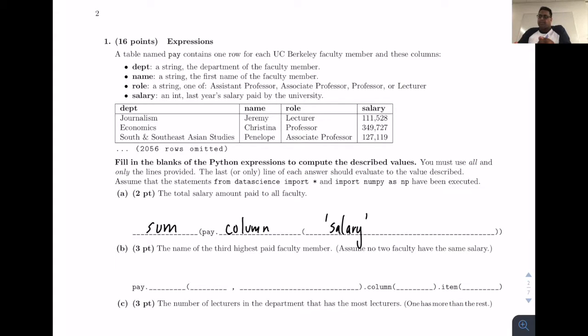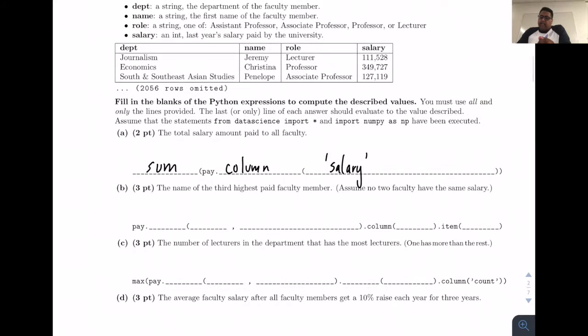And that's problem A. So B asks us to find the name of the 3rd highest paid faculty member. An important distinction to make here is that we don't want to find the amount of money that person was paid. We just want to find their name. We don't care about the amount of money they had.